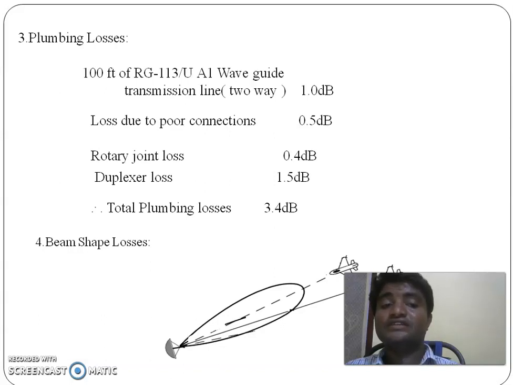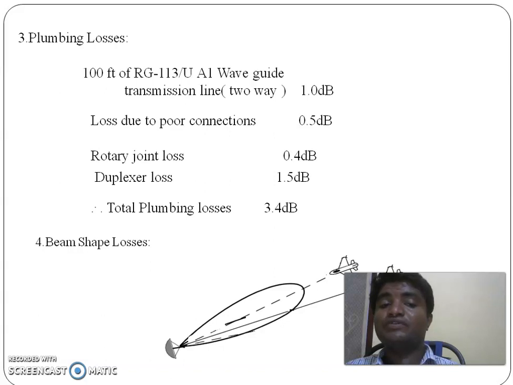And the next loss is operator loss. If an experienced operator is there, then the probability of detection is also high. If a tired, overloaded, less experienced and not well trained operator is there, it will cause a lower probability of detection. This is called operator loss.